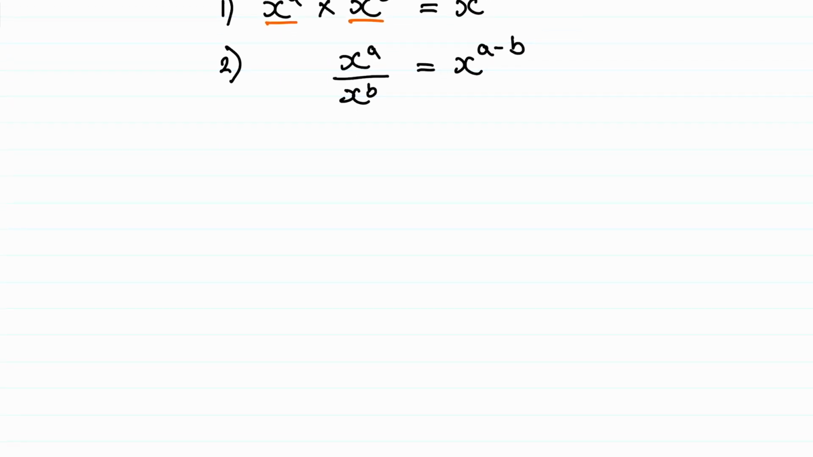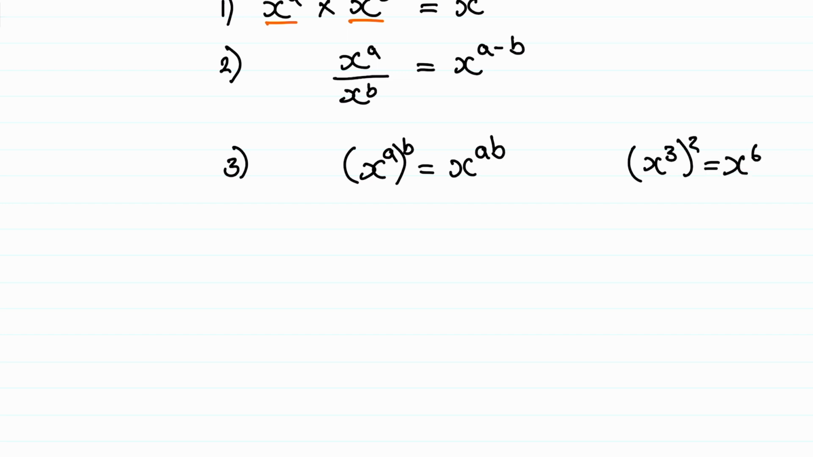Now the third rule is where we have again a term raised to the power, but then we have that entire thing raised to a different power. So this might be something like x cubed all squared. And in this case, what we do is we can multiply the powers, so we'd get x to the a b. And of course, if we had this x cubed all squared, we'd get x to the 6.